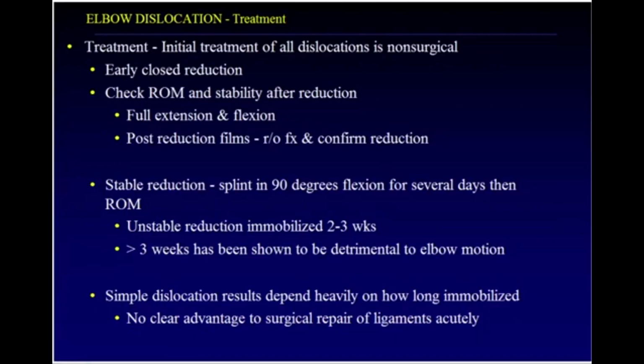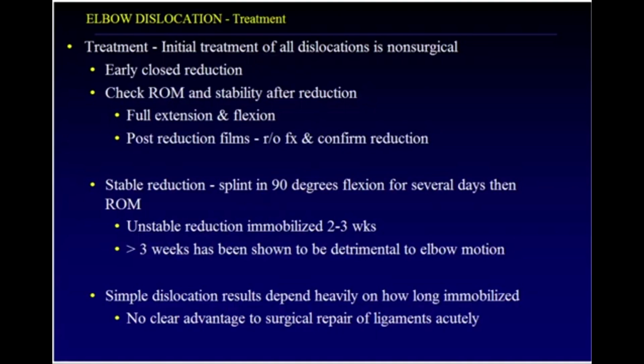The initial treatment of all dislocations, of course, is non-surgical. You anatomically reduce the ulnotrochlear articulation. Then you want to check the range of motion and stability post-reduction by taking the elbow both into full extension and full flexion whenever possible. Typically this can be done with relatively minimal sedation in the emergency room to get the elbow reduced. Post-reduction films are necessary to rule out concomitant fracture and confirm your reduction.